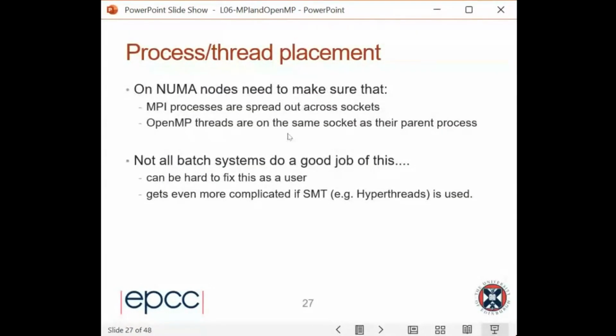So process and thread placement. Well, here we go. On NUMA nodes, you need to make sure that the MPI processes are spread across sockets, and the OpenMP threads are on the same socket as their parent process. And not all batch systems do a good job of this. But ARCHER2 is set up to be reasonably good.